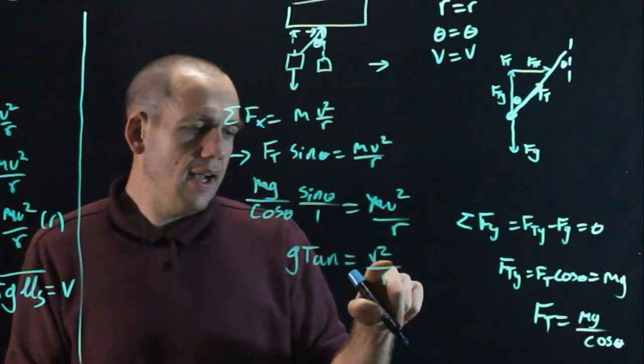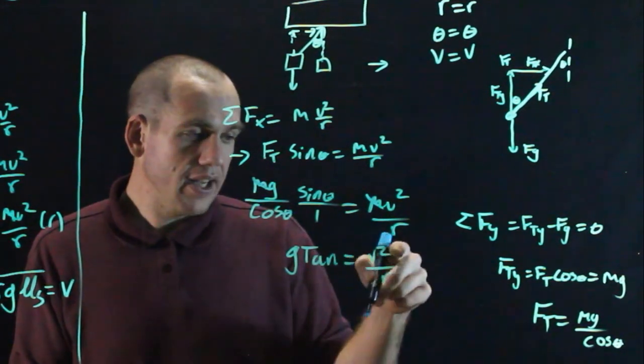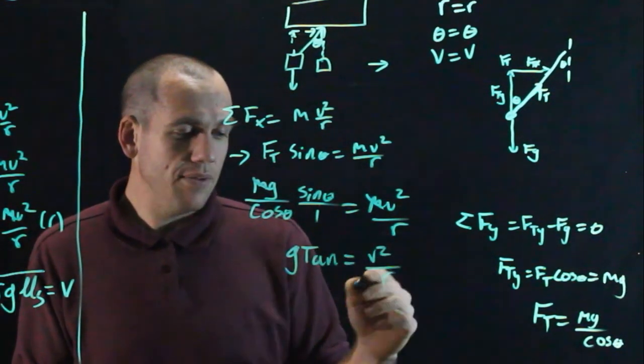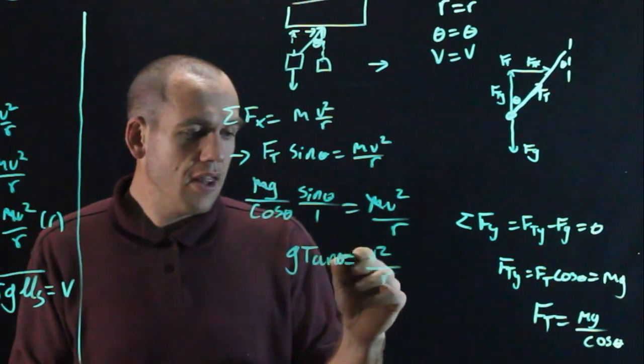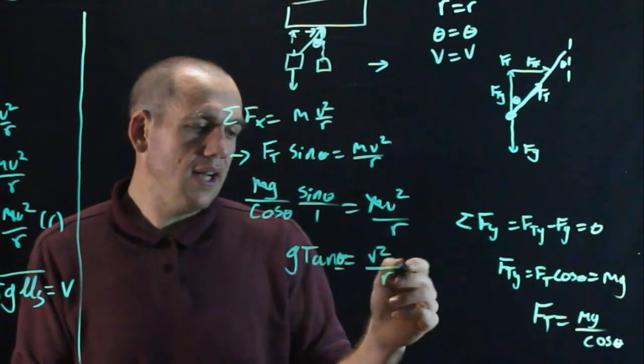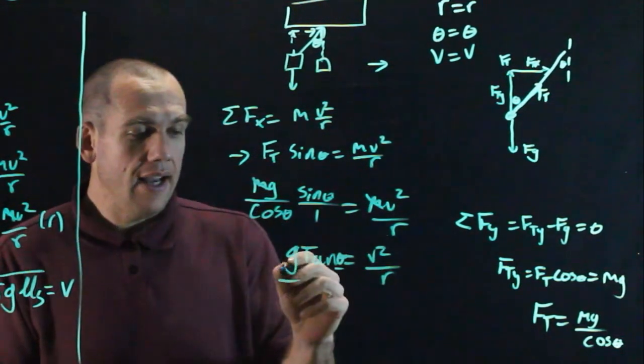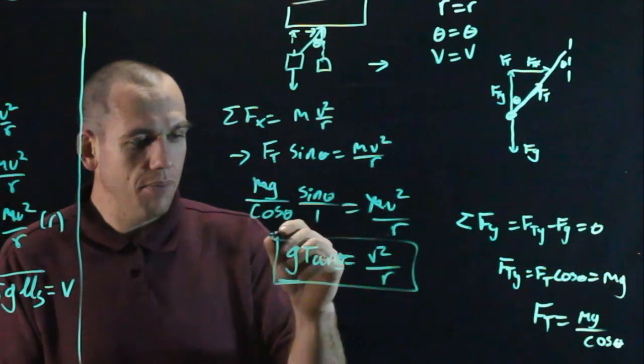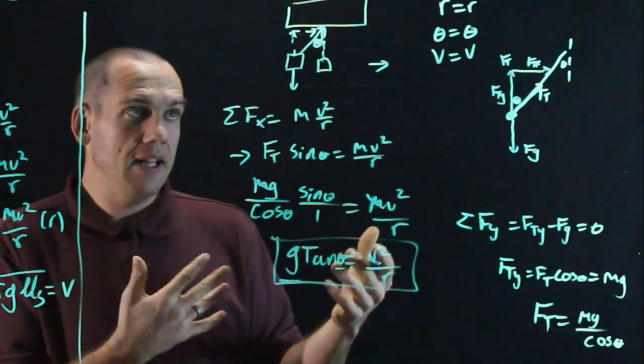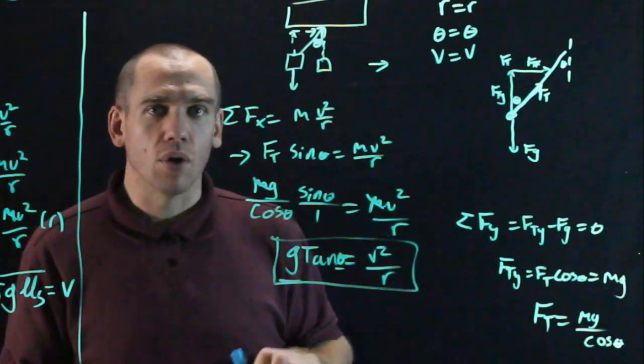Which means I can solve this for r, I can solve it for v, I can do whatever I need to, but I've got a relationship now that includes only the angle, the velocity, the radius, and g, and so that can help me figure out, if I knew the speed and I knew the angle, what the radius of that curve was.